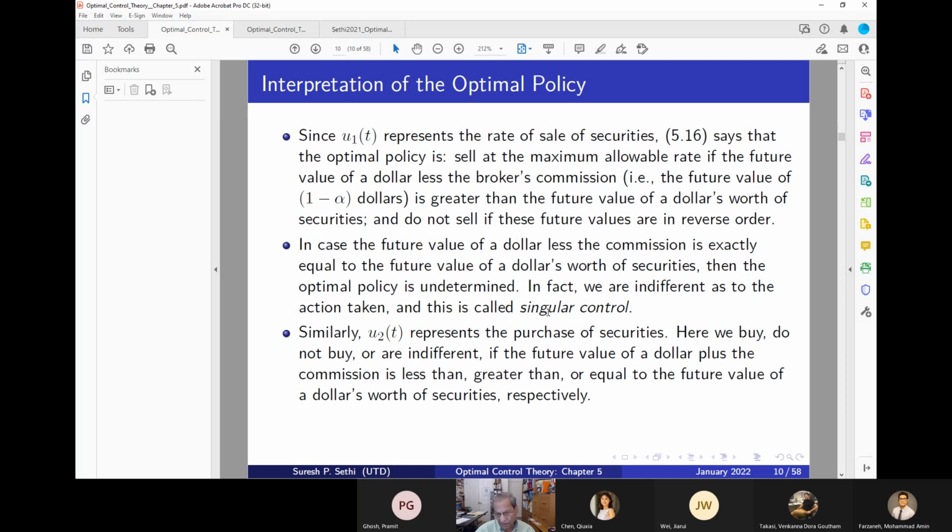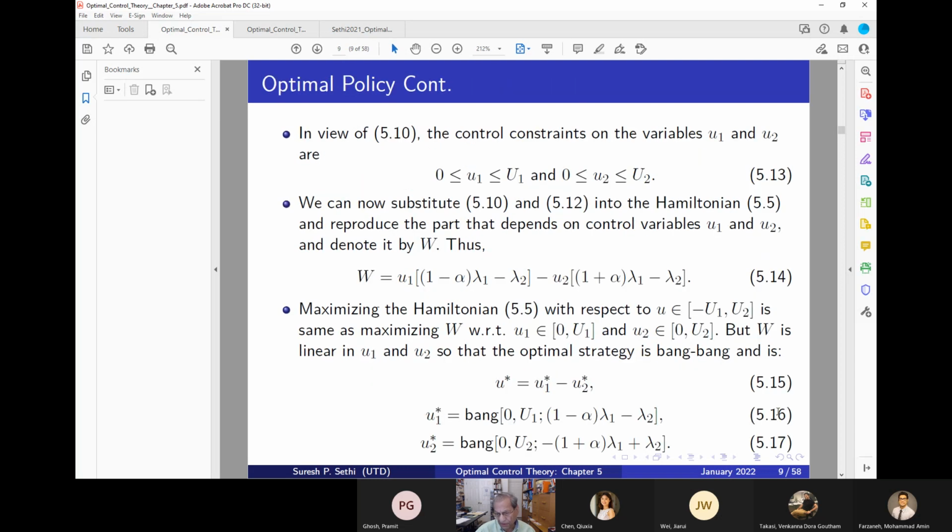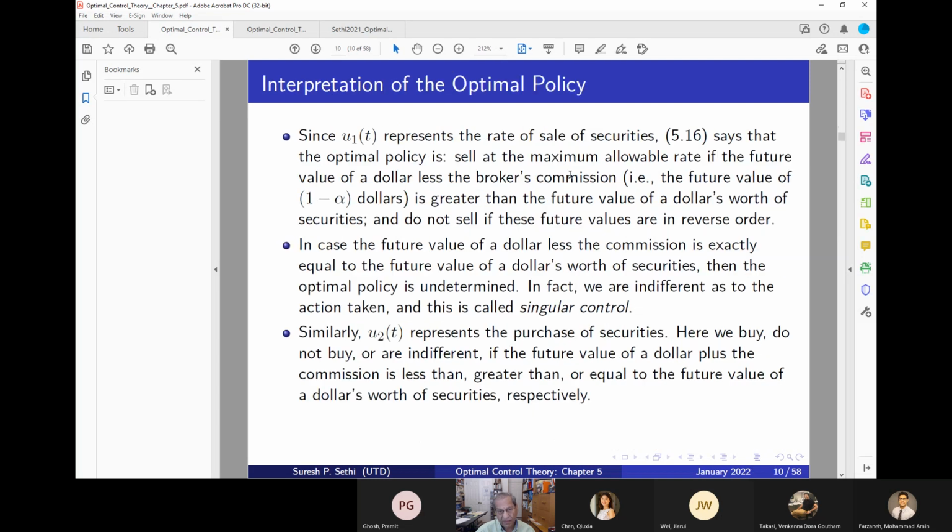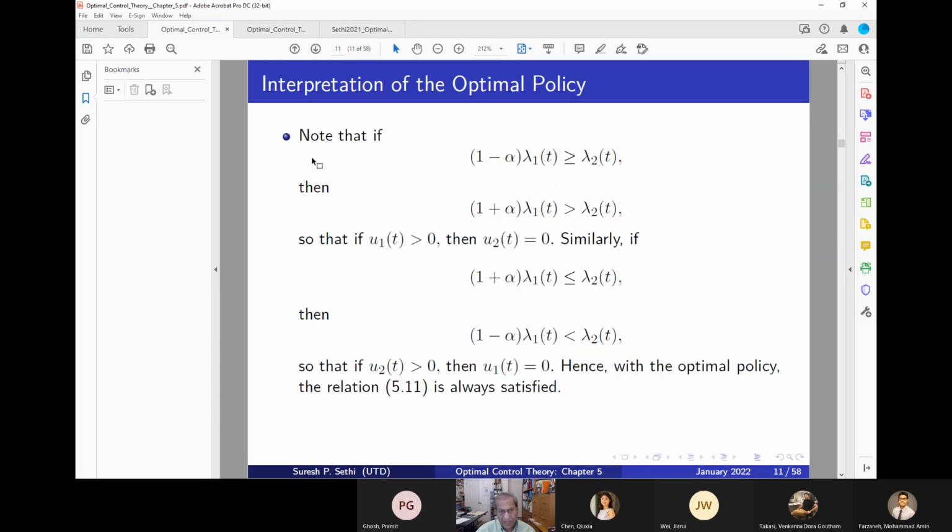Same thing, I already talked about that. This is the meaning of equation 5.17. So we already know what the meaning of these guys are. So if this is bigger than that, this is certainly clear. So the control theory says if u1t is bigger than 0, then u2t is 0, because by the second equation, u2t has to be equal to 0.